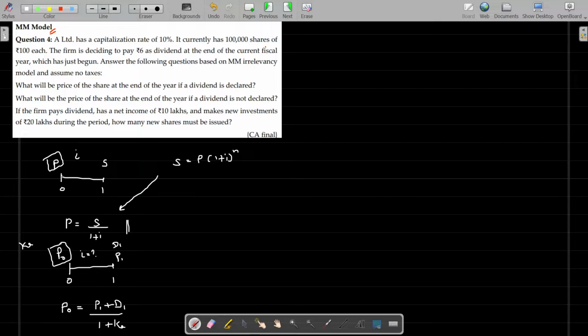What Modigliani Miller says is, the price of the share may be changing as per the payout ratio, but the entire company's value will not be changed. To prove that, he starts with this formula. This is the first formula.